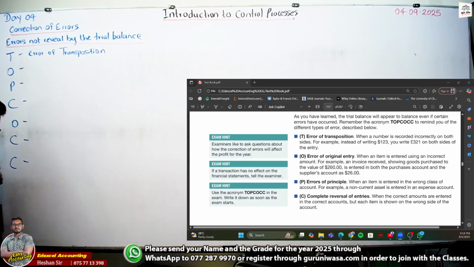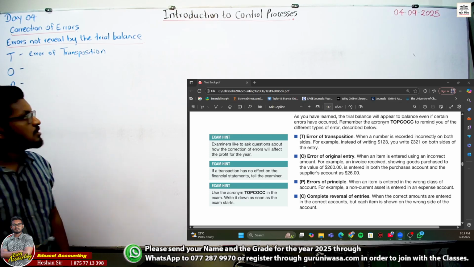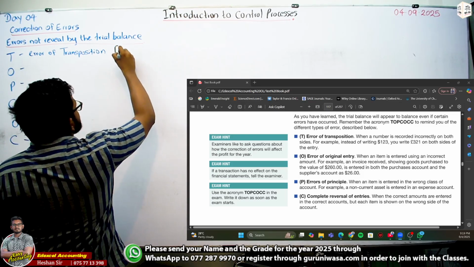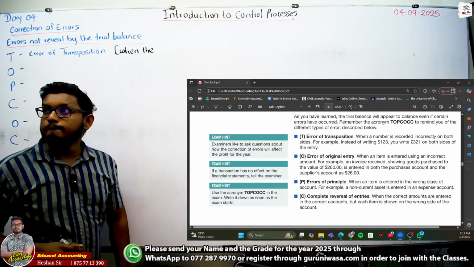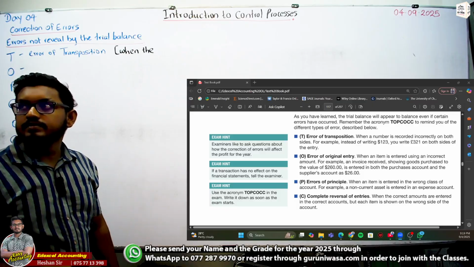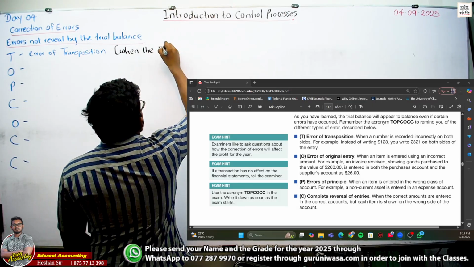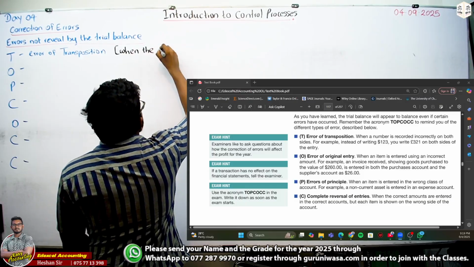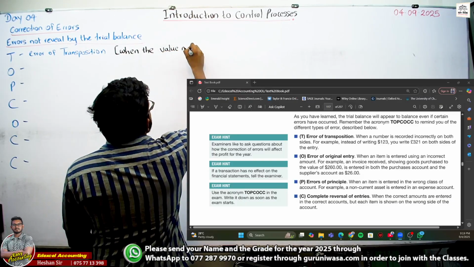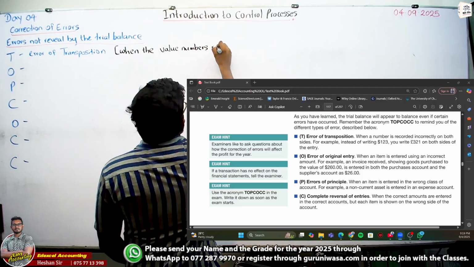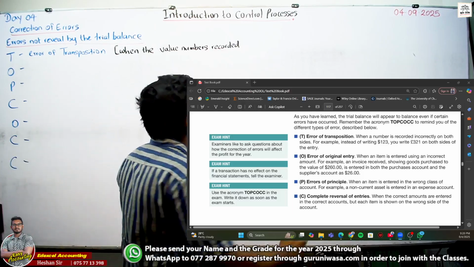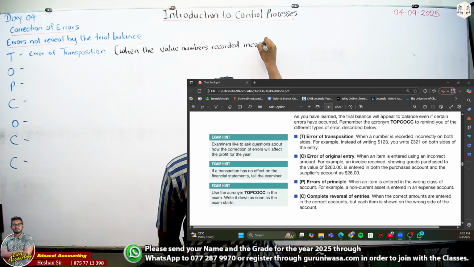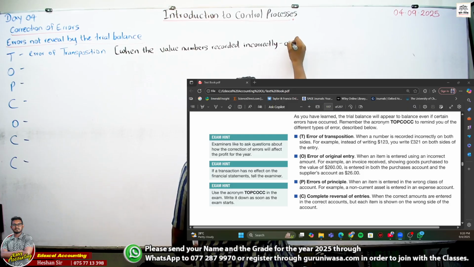Transposition error means when the number is recorded incorrectly, meaning the opposite side.